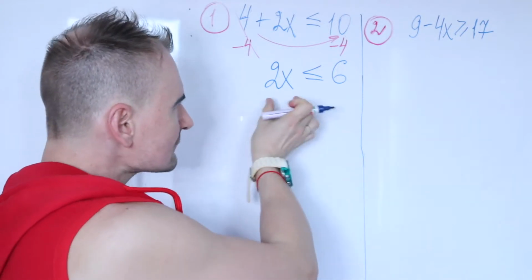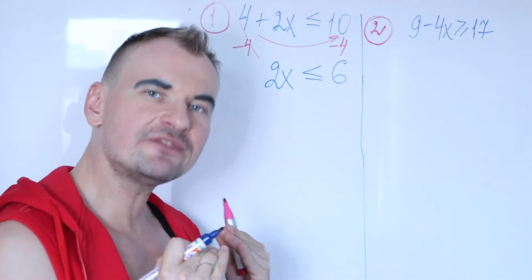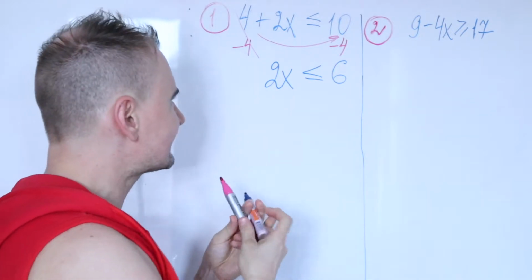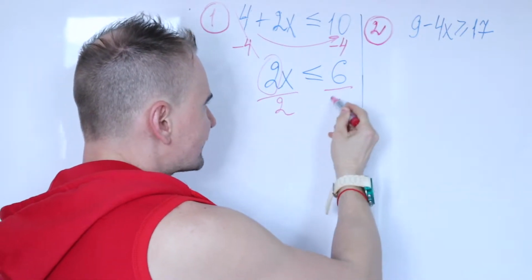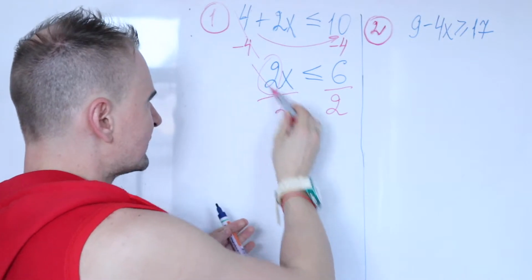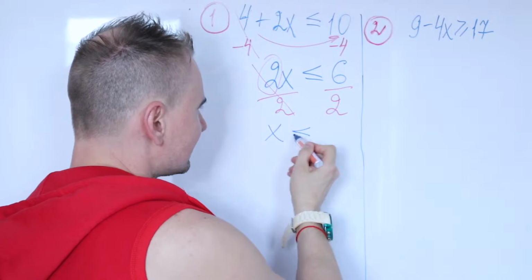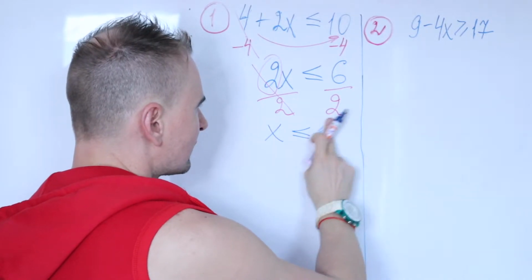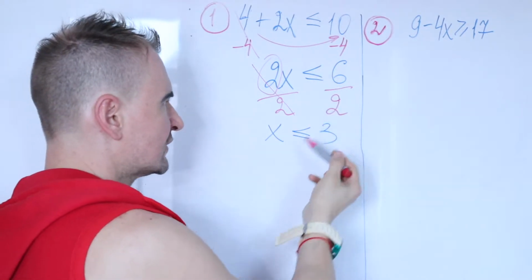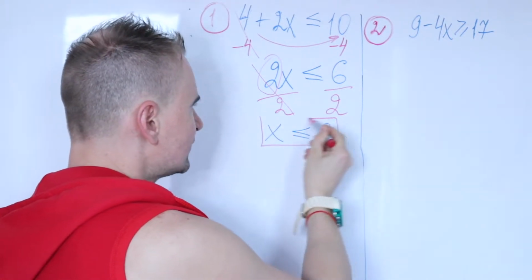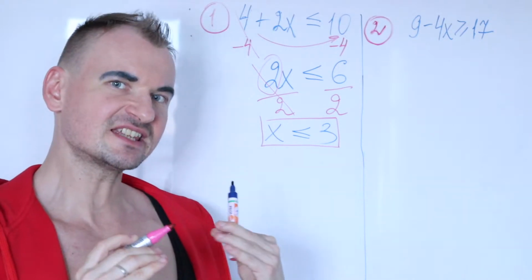Now you want to get x alone, x isolated. So anything attached to your x, in this case the constant 2, you divide out from both sides. So the 2 goes away, and you are left with just x less than or equal to 3, since 6 over 2 gives you 3. This is your answer.